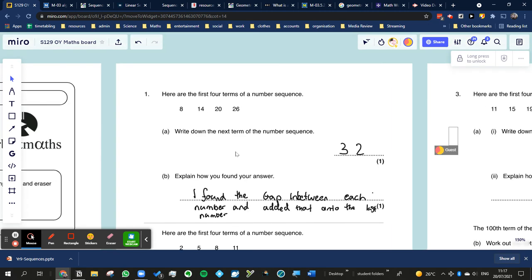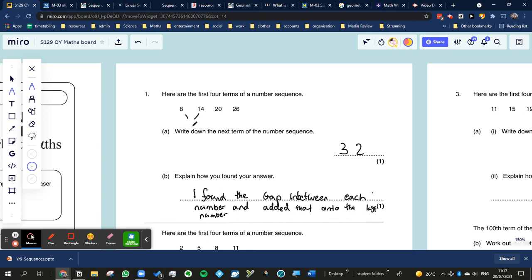What we do with the first one, this is what we call a linear sequence. The reason why it's linear is because the difference stays the same. It goes up by the same amount each time. If we were to draw a graph, we would see a straight line. That's where the word linear comes from. The difference is 6 here, and it's also 6 here, and 6 here.